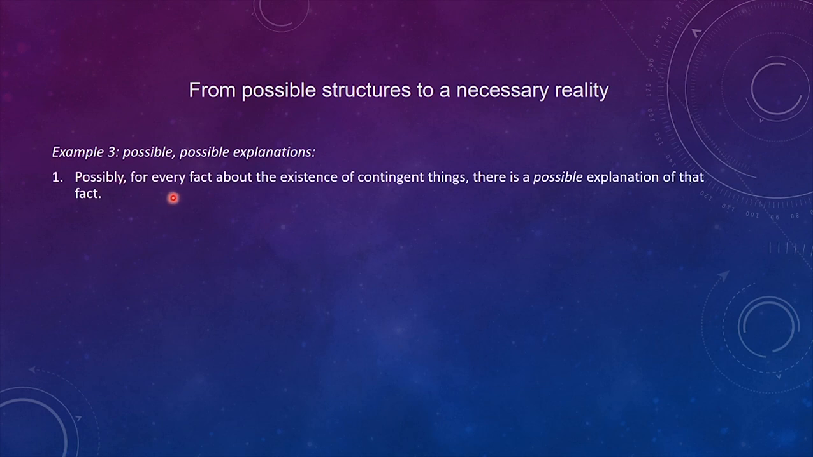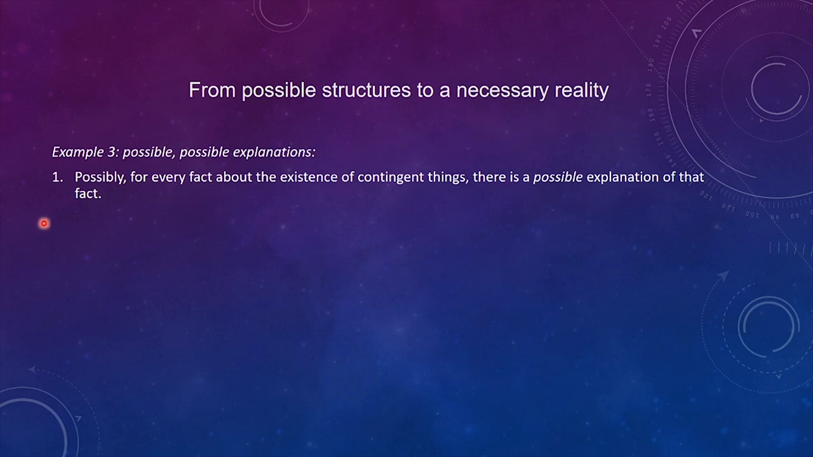So here's the premise. Possibly, for every fact about the existence of contingent things, and for our purposes we can think of a fact minimally as just some truth, there is a possible explanation of that truth. So this is saying that for every truth about the existence of contingent things, there is a possible explanation of that truth. So now, how do we go from these possibilities to an actual necessary thing?